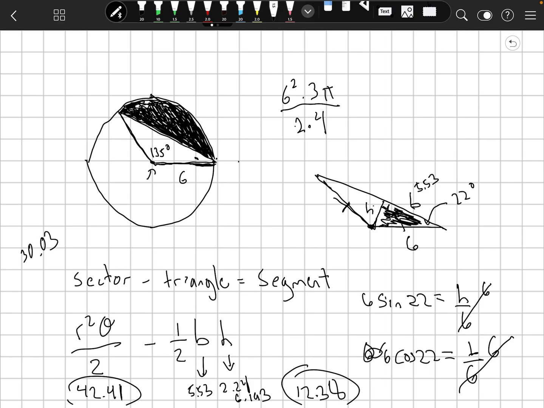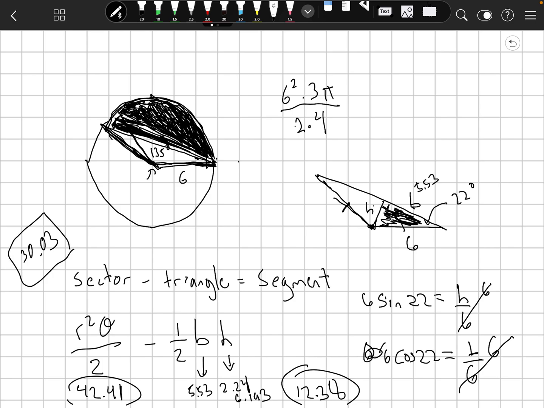Now I think a 135-degree angle would probably look a little more like this, and you can see that it would take up a little more area. The whole thing all the way around would be 42, and then the triangle would be about 12.38, and it ends up with about 30.03.